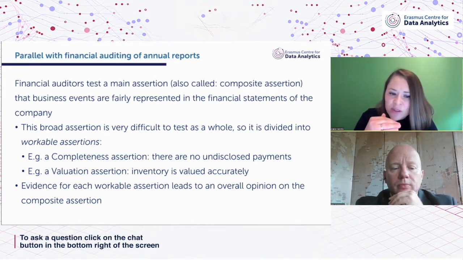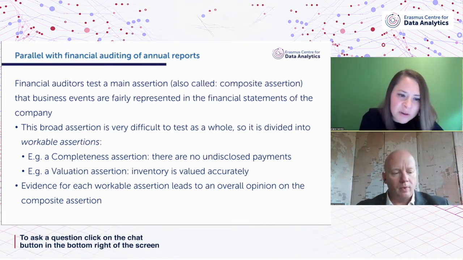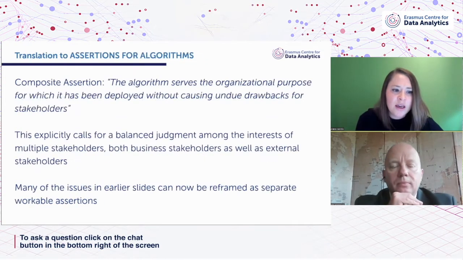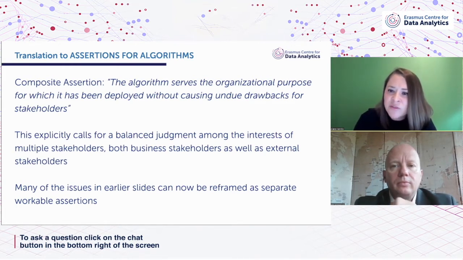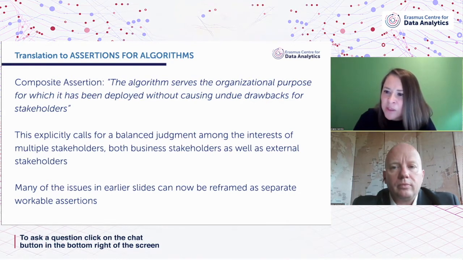So once they split this assertion into workable assertions, they collect evidence on these assertions, and evidence can be from interviews to statistical analysis. So this evidence can have various degrees of complexity. What we did in our research is that we came up with a composite assertion for algorithms. And in our case, for the audit of algorithms, the assertion that the owner of the algorithm makes, the manager, let's say, is the following. The algorithm serves the organizational purpose for which it has been deployed, so it does what it's supposed to do, without causing unexpected consequences to stakeholders.